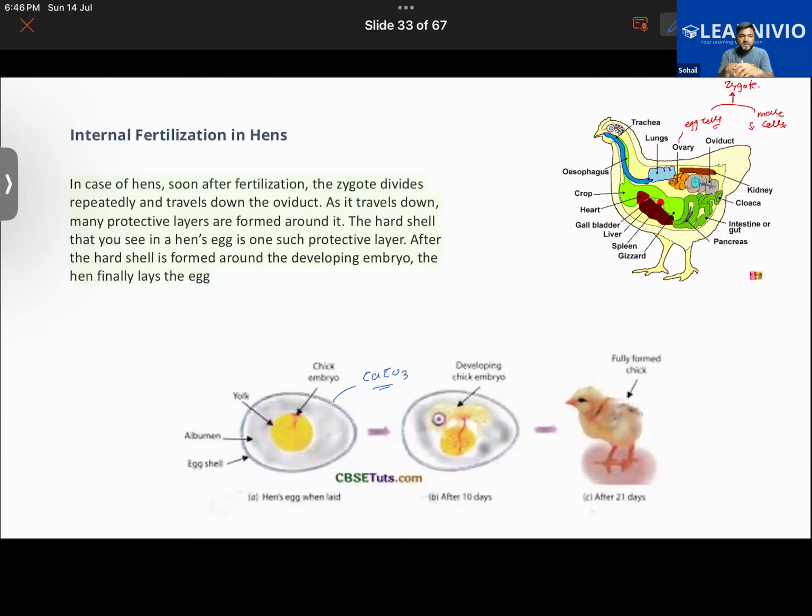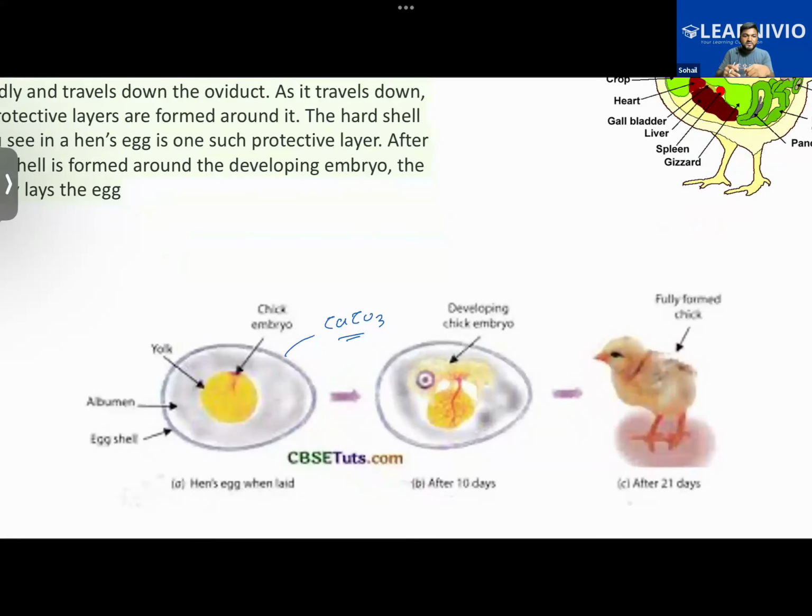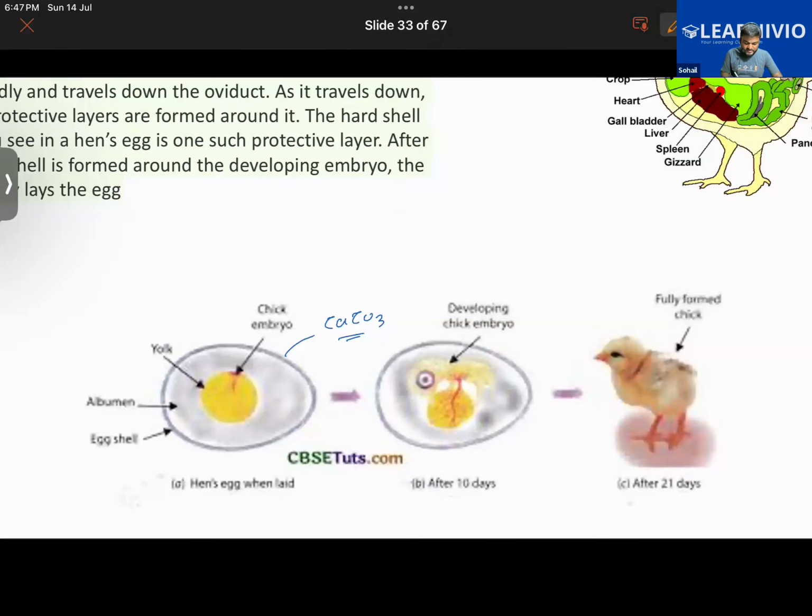Yes, sir. And when this hard shell has completely developed around the egg, then the female would lay the eggs. Now look at the first image over here: the hen's egg when it is laid. This is the egg right after a hen has laid it. Here you can see that the yellow structure inside, also called the yolk, is basically the embryo of the chicken. That is the chick embryo.